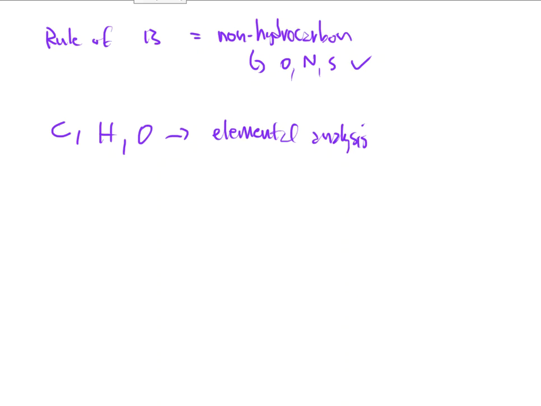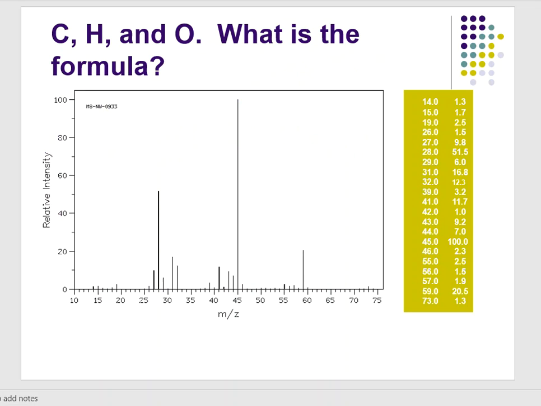So let's look at a mass spectrum. Carbon, hydrogen, and oxygen are present. What's the condensed formula? Use the rule of 13 to help figure it out. Okay, well this should be pretty simple. I'll just follow the rule of 13 like it was before.